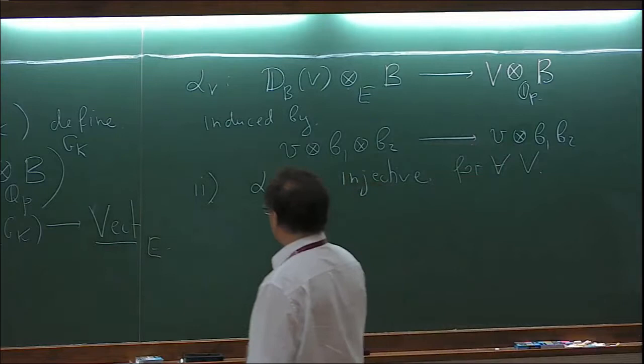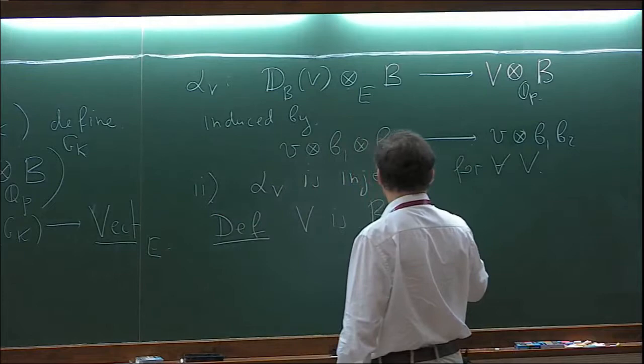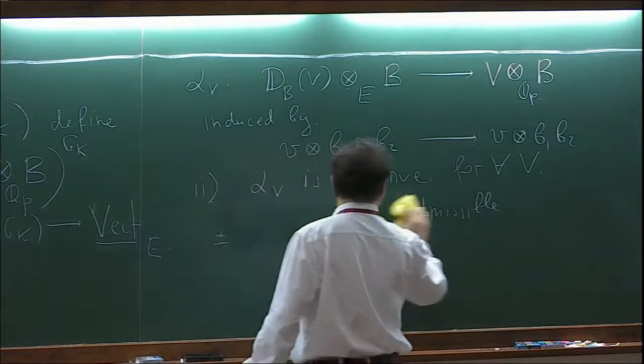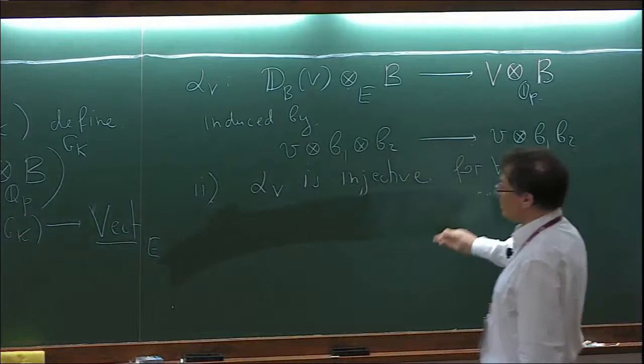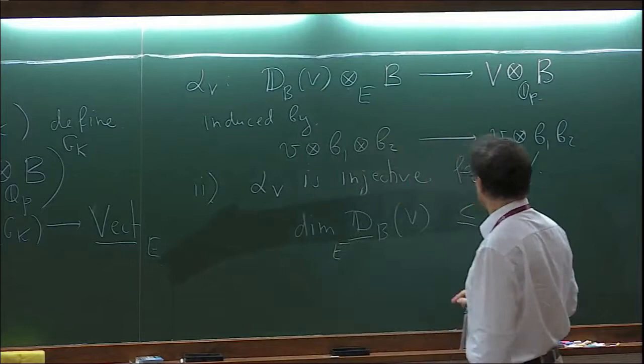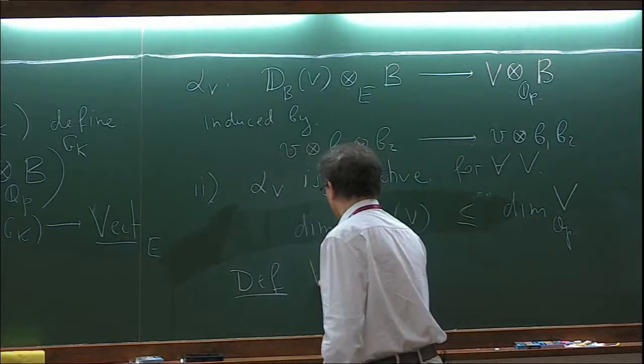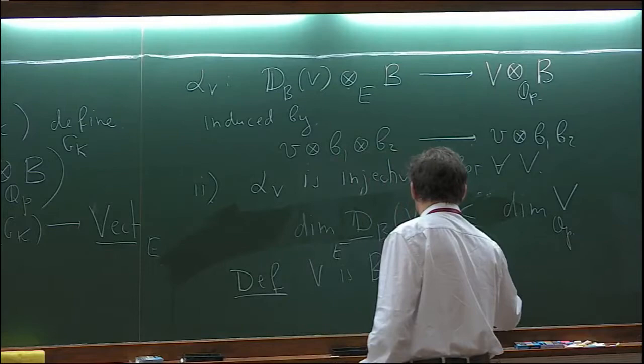Definition. So, Fontaine says that V is B-admissible. Sorry, maybe just from condition two, it follows that the dimension of D_B(V) over E is bounded by the dimension of V. And one says that V is B-admissible if one has an equality here.